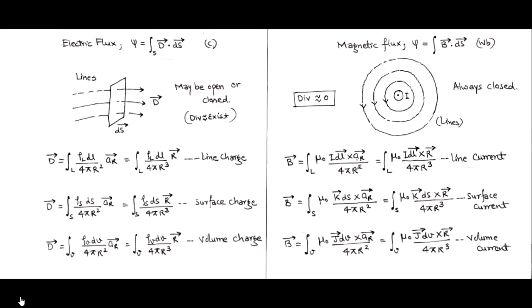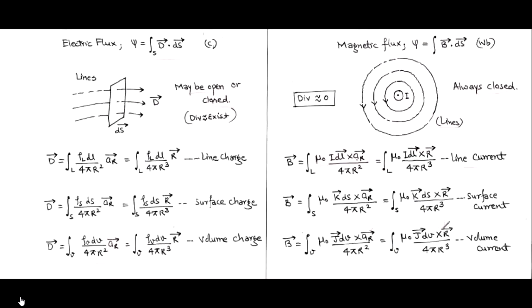In case of surface current, B vector equals surface integration mu naught K vector ds cross unit vector r upon 4 pi r square. In place of unit vector r, we can write vector upon its magnitude. In case of volume current, B vector is volume integration mu naught J vector dv cross unit vector r upon 4 pi r square. Here also, in place of unit vector r, we can write vector upon its magnitude.